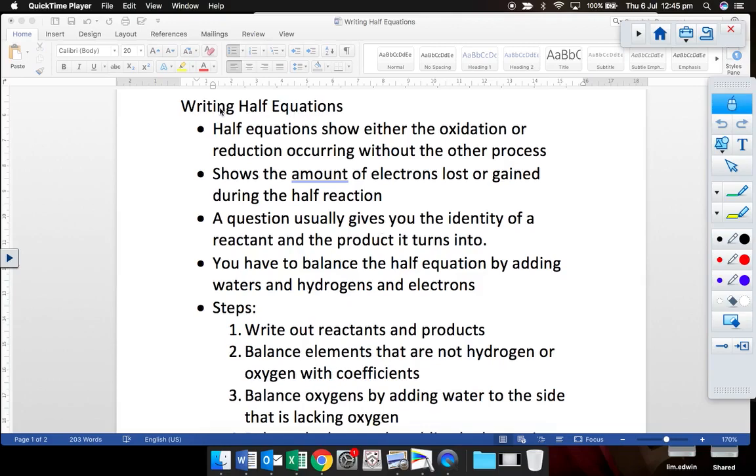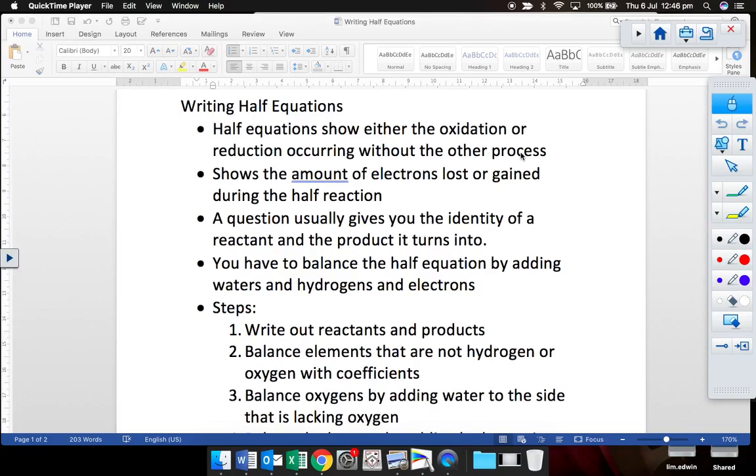Writing half equations shows either the oxidation or reduction process occurring without the other. What that means is that you're showing the gain or the loss of electrons without showing the other process. It's important because it helps us see the amount of electrons lost or gained during any particular half of the reaction, and one half equation can be applied to many different reactions, and that's why it's useful to write half equations.